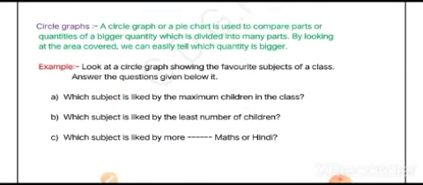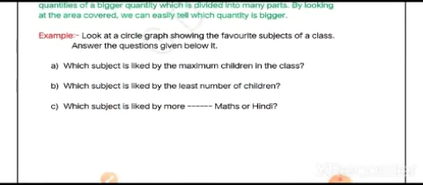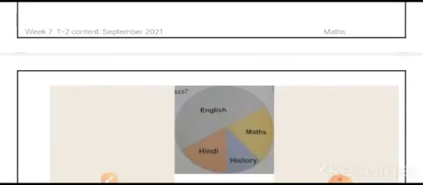Here we have an example. Look at the circle graph showing the favorite subjects of a class. This is the circle graph and it shows the favorite subjects of the students in a particular class. By looking at the graph, we can easily say that maximum students like English, others like maths, and Hindi and history are almost covering equal portions. That means the same number of students like Hindi and history.